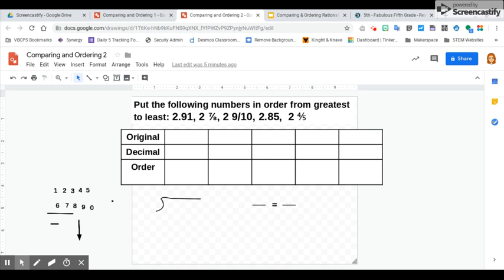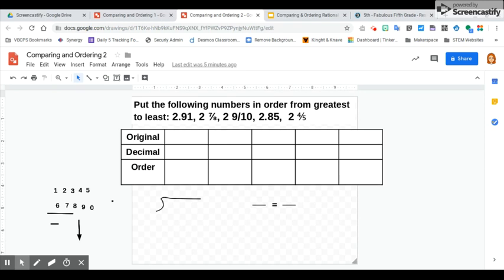Hi everyone, I hope you enjoyed my last video on how to put fractions and decimals in order from least to greatest or greatest to least. This video is going to talk about how to put mixed numbers and decimal numbers that are greater than one whole in order from least to greatest or greatest to least.